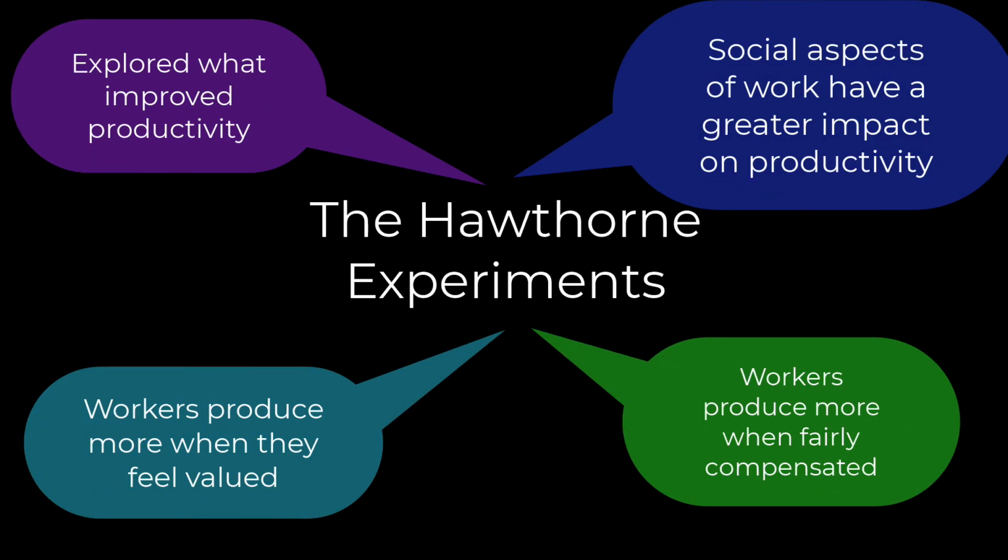The Hawthorne experiments were some research studies that took place around 1920 to 1930 at the Western Electric Company's Hawthorne plant in Chicago. These studies were designed to show what actually improved worker productivity. What's interesting about these studies is that they showed that the social aspects of work had a much greater impact on productivity than the physical environment. Workers produce more when they feel valued, and workers produce more when fairly compensated.